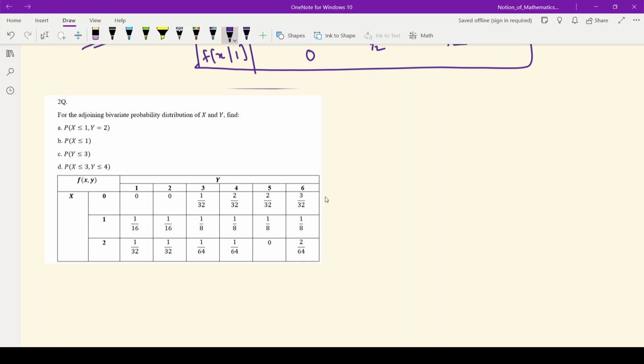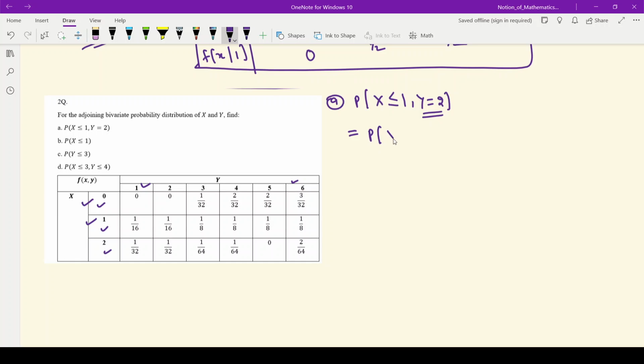Now students, what is asked? A few parts are asked here. In the first part it is asked, find the probability of random variable x less than or equal to 1 where y is equal to 2. It means, if you see, x is taking values 0, 1 and 2, and y is taking values from 1 to 6. Here y is fixed, but x is less than or equal to 1. So less than or equal to 1 means 0 and 1, these two choices.